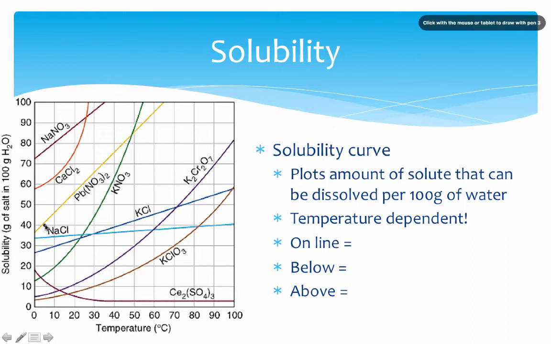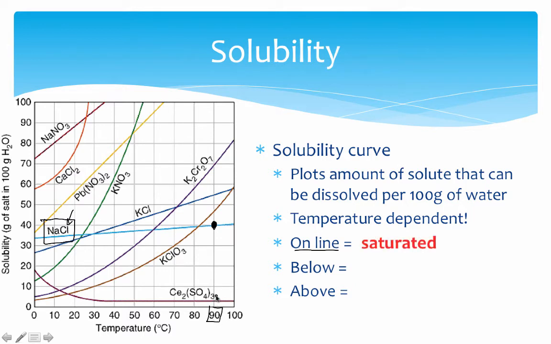Say, for example, we're dealing with the substance sodium chloride again. We would highlight this, and we're going to focus on the blue line for sodium chloride. The other lines aren't relevant when we're dealing with this particular substance. So we can have different scenarios here. For example, if your solution is on the line, let's say you have 40 grams of sodium chloride dissolved in your solution at 90 degrees Celsius, that would mean you have a saturated solution. This line represents the maximum amount of solute that can be dissolved at any particular temperature.